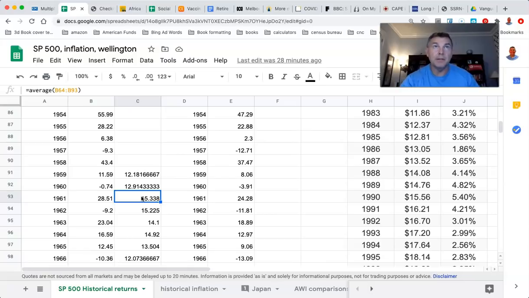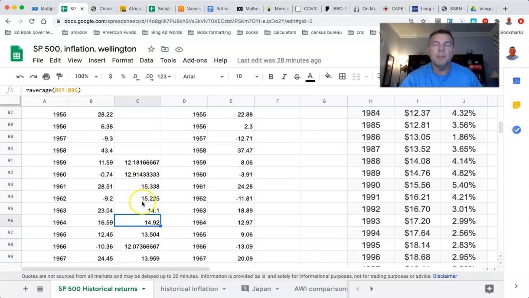1932 to 1960: 15.3, 15.225, 14, 14, 13. You see what I'm saying? So I'm telling you, and this is just based on the returns. It has nothing to do with PEs or anything. What I'm just trying to get you is look at the similarities between the results.